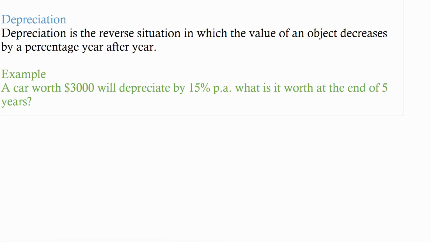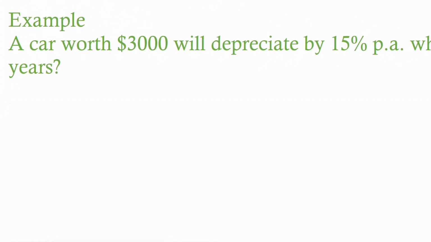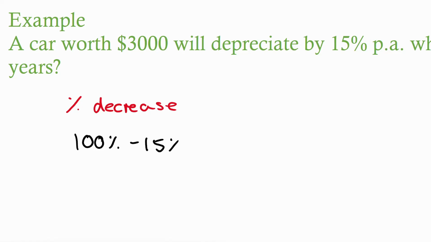So we do the same thing. We're going to find our percentage decrease. We know, again, we always start at 100 and it's going down 15%. So we're at 85%, but I want it in decimals, so 0.85. All we did there was divide by 100.